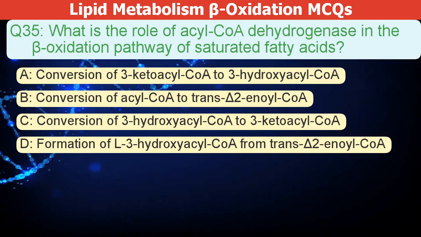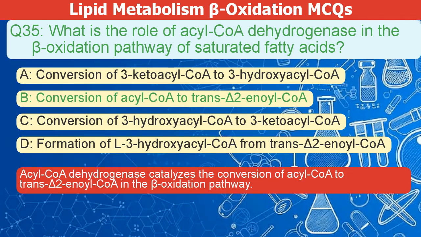What is the role of acyl-CoA dehydrogenase in beta-oxidation of saturated fatty acids? A. Conversion of 3-ketoacyl-CoA to 3-hydroxyacyl-CoA. B. Conversion of acyl-CoA to trans-delta-2-enoyl-CoA. C. Conversion of 3-hydroxyacyl-CoA to 3-ketoacyl-CoA. D. Formation of L-3-hydroxyacyl-CoA from trans-delta-2-enoyl-CoA. The correct answer is B. Acyl-CoA dehydrogenase catalyzes the conversion of acyl-CoA to trans-delta-2-enoyl-CoA in the beta-oxidation pathway.